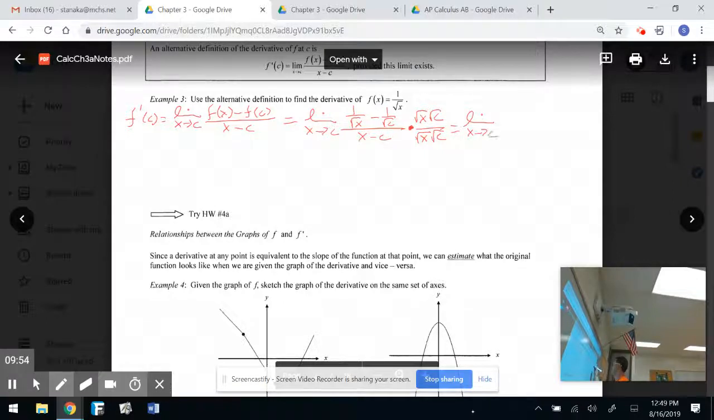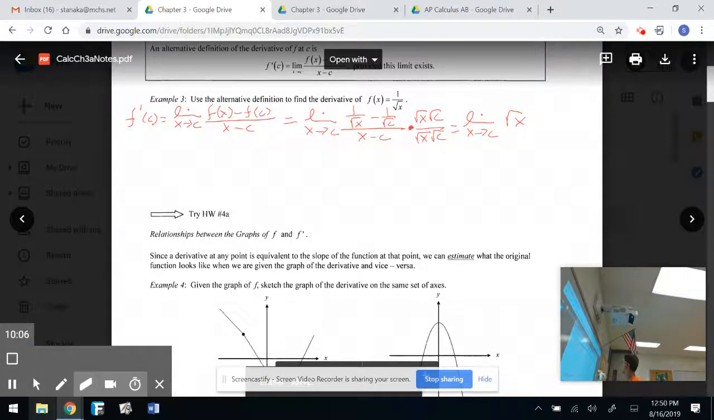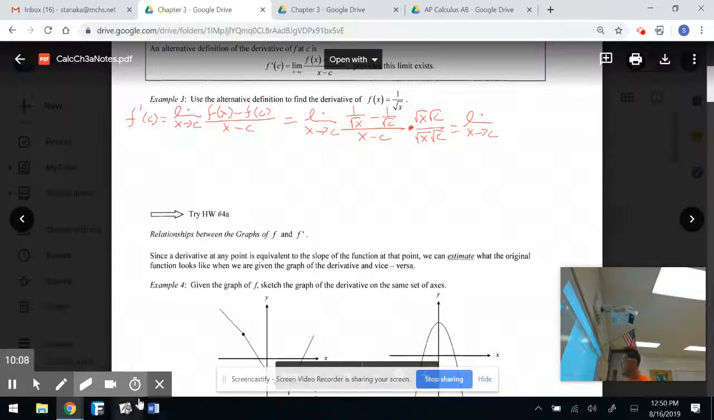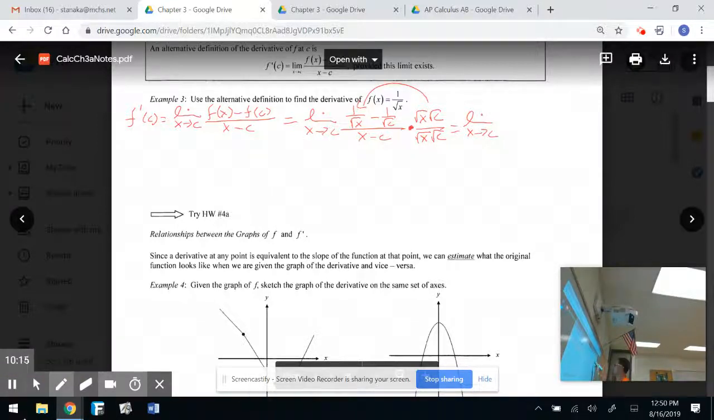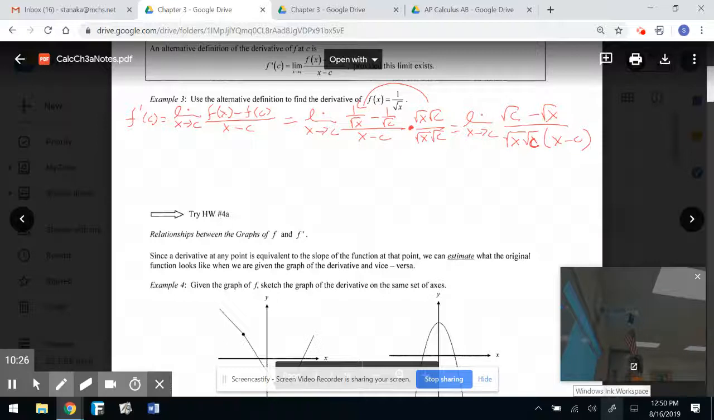And it's going to help us out a little bit. But this guy's a little bit of a doozy. So if you were able to get this on your own, it just means you are amazing. Shame on me. There's no way when I multiply that by the square root of x times the square root of c do I get the square root of x, right? The x's would actually cancel themselves out, and I would end up with the square root of c minus the square root of x all over the square root of x, the square root of c, times the quantity x minus c.